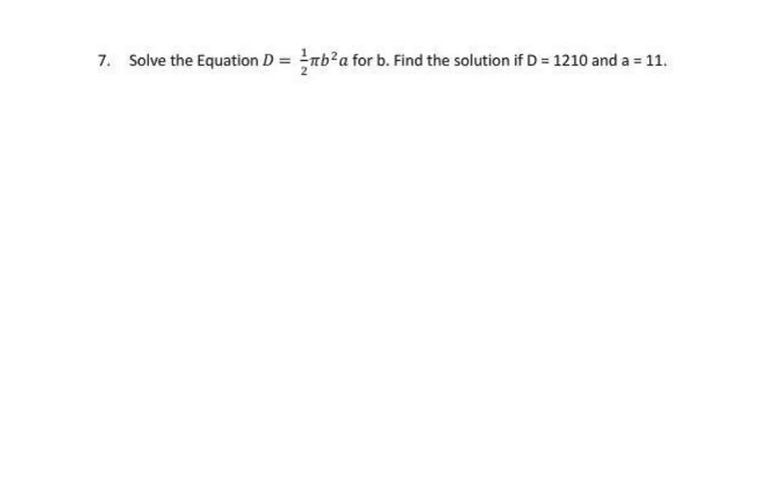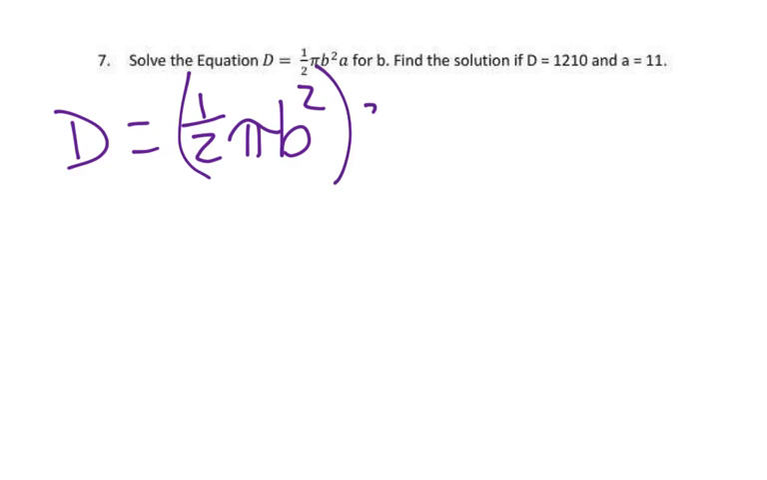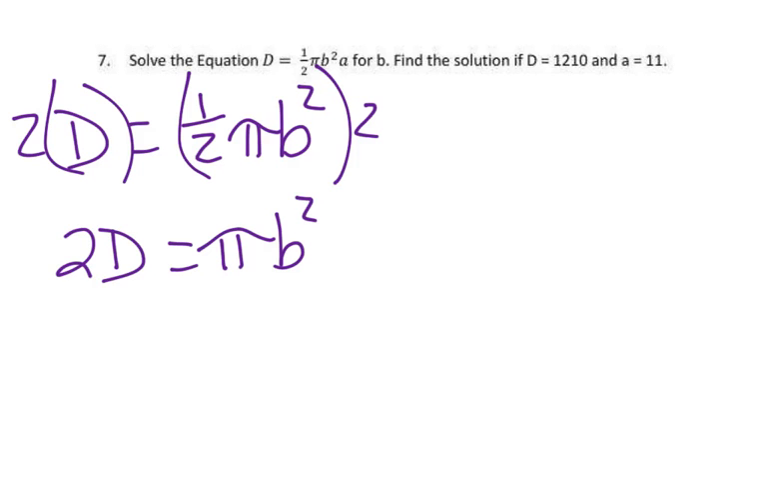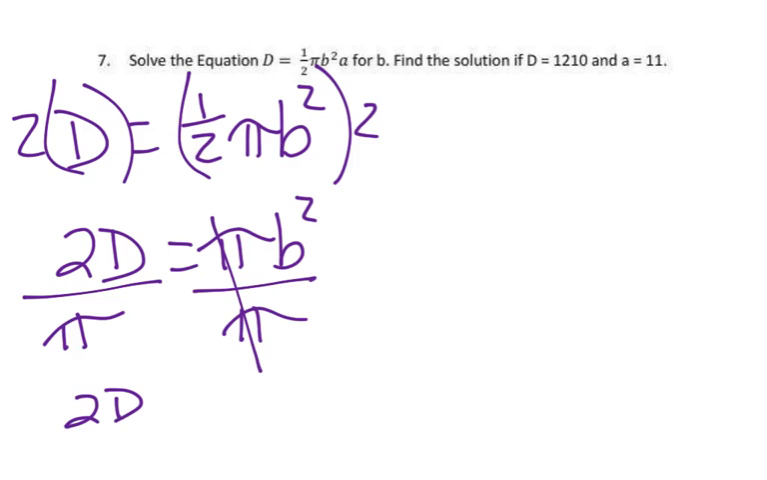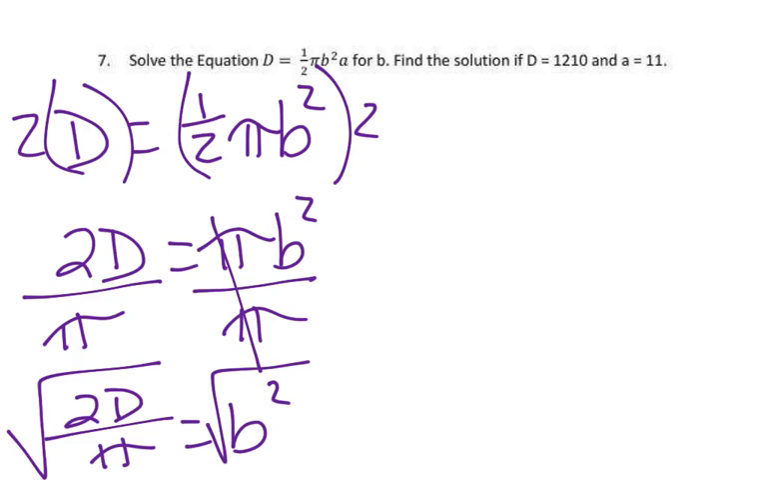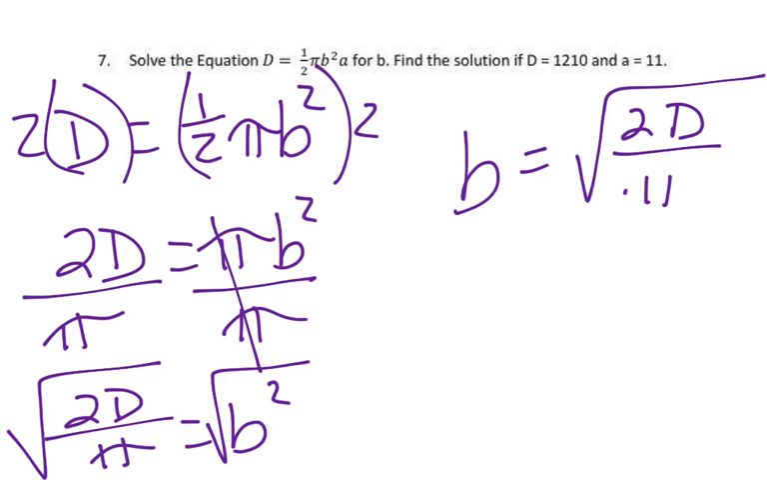Solve for b. So start moving things around and getting b by itself. So we're going to have d is equal to 1/2 pi b squared. Let's start by multiplying both sides by 2. So 2d is equal to pi b squared. So now let's divide by pi. So now you have 2d over pi is equal to b squared. So now you have to unsquare it by doing the square root. So b is equal to the square root of 2d over pi.